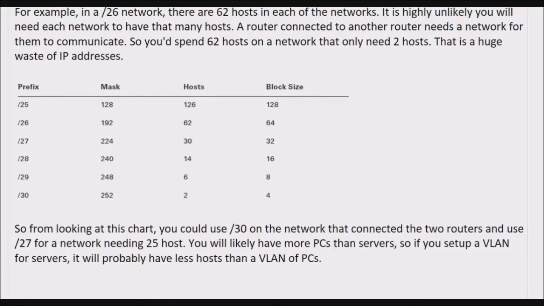So if you set up a VLAN for servers, it's probably going to have fewer hosts than a VLAN of PCs. Again, each router interface can have its own IP address and subnet mask. And it's good because you can line up one network. If you go with 192.168.1.0, you can divide it into more than just 4. Some of it's going to be /30, and some of it's going to be /27.